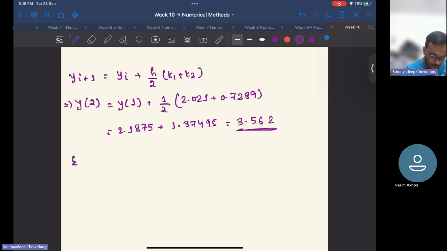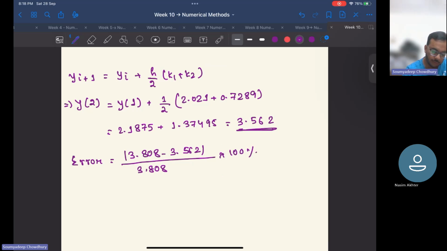So if we want to find the error, the true value is 3.808. See, the error is very small here, even though we are using a large step size, not a small step size. We are using 1, that is 2 steps. It is 3.808 minus 3.562 upon 3.808, so the error is 6.46%. In the RK2 method using h equal to 1, your error is 6.4%.